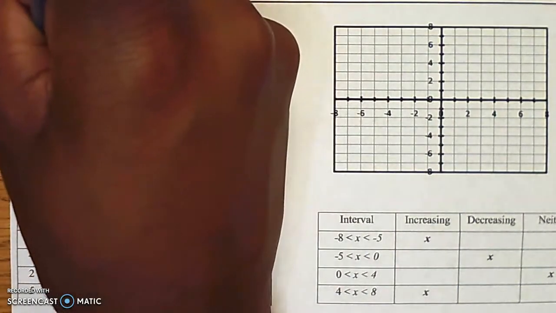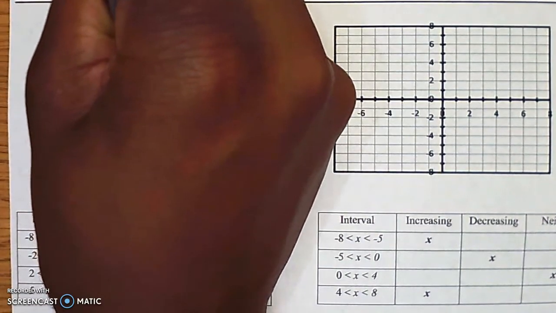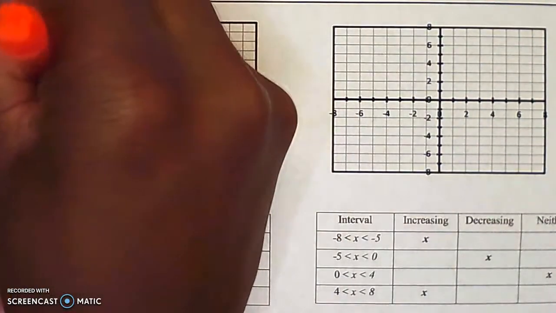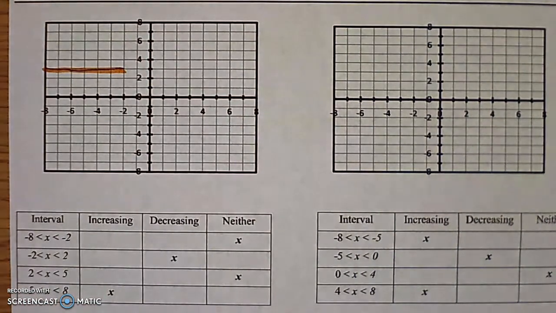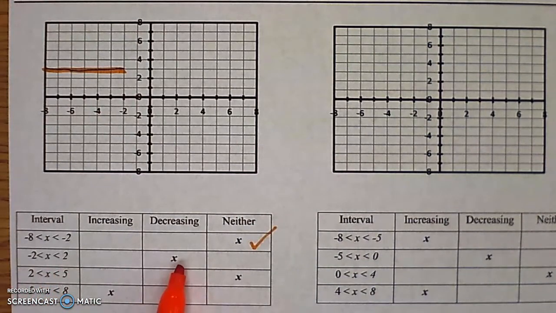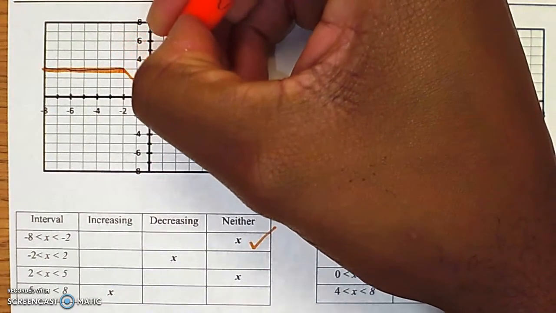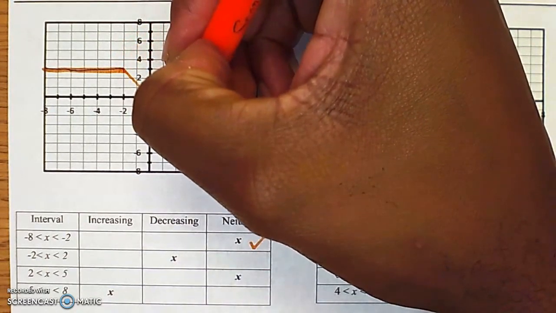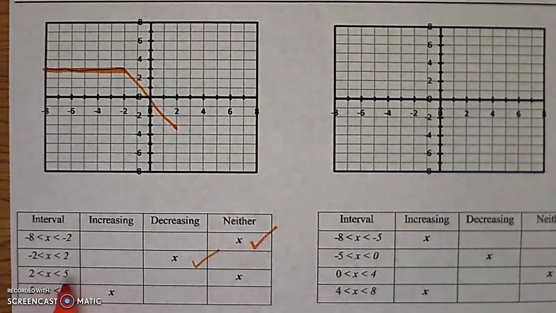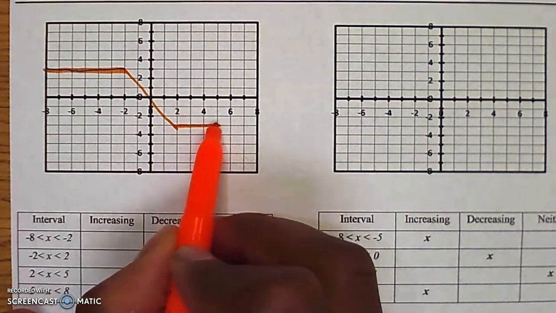So I'm going to start by drawing a line from -8 to -2. In fact, let me use this. I'll start my graph out like this from -8 to -2. So that is neither. And then from -2 to +2, it should be decreasing. So from -2 to +2, I'm going to do decreasing like so. And then from 2 to 5, it should be neither. So it should remain flat.